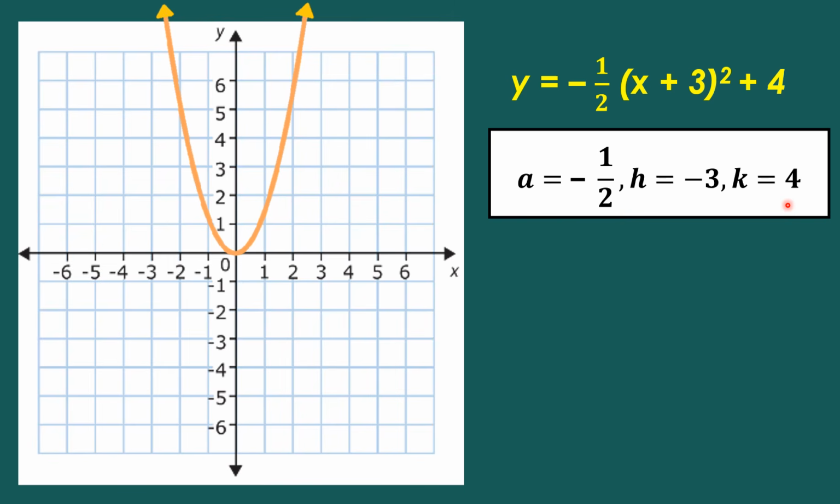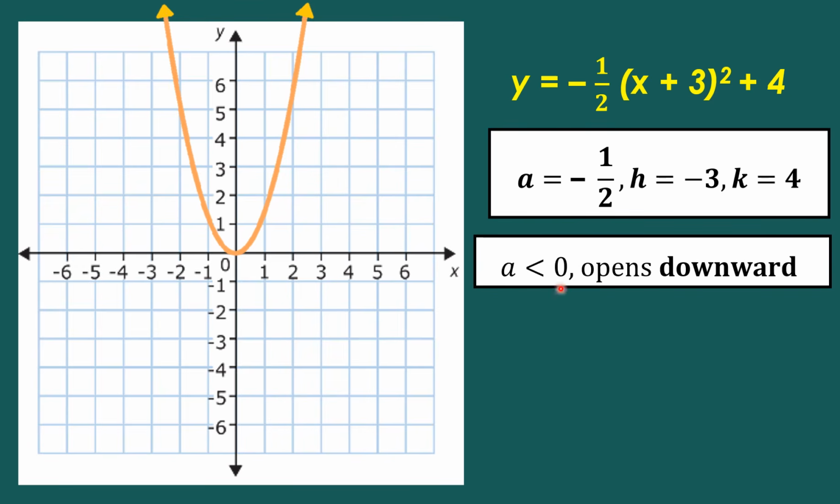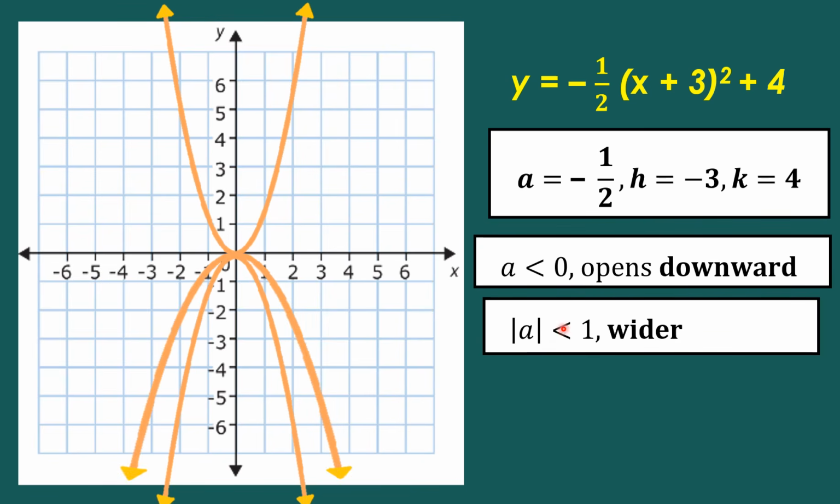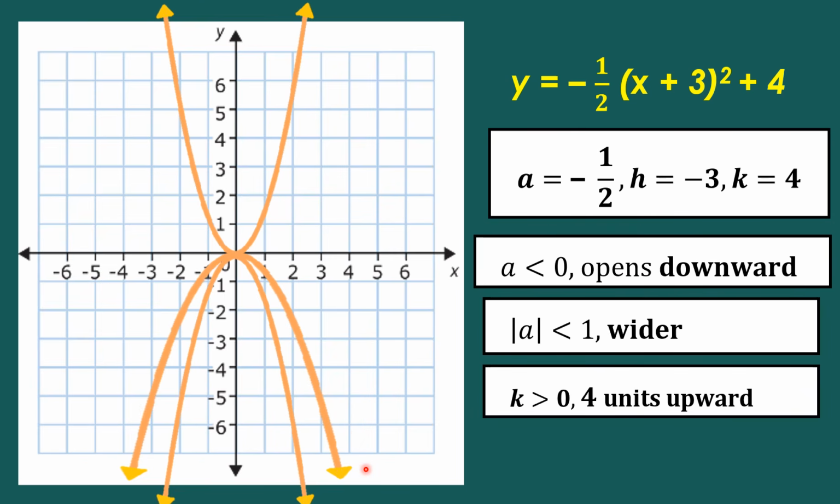Notice na ang value ni a natin ay less than 0. Therefore, ang graph natin will opens downward. Ano ba ang absolute value ni negative 1 half? The answer is 1 half. And 1 half is less than 1. Mas mababa kay 1. Kaya kung mapapansin natin, ang graph natin ngayon is wider. Mas malapad.